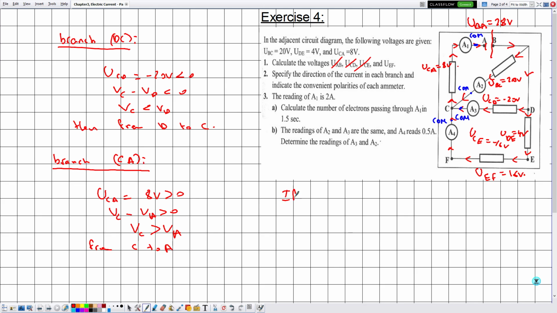If the COM terminal is connected to the negative pole, then the ammeter indicates a positive reading. Although they didn't mention whether the reading is positive or negative, when they don't mention, we always take it to be a positive reading.